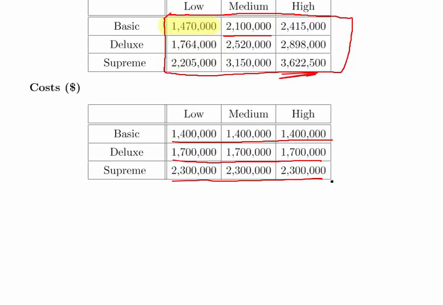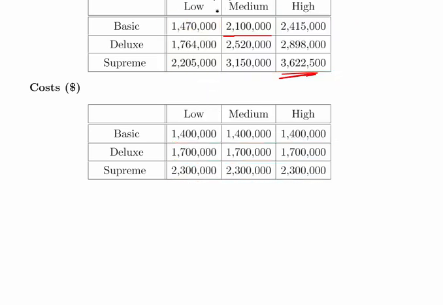So it's going to be 1.4, 1.7, or 2.3 no matter what. Okay. Now, how do we find the profit? It's a straightforward enough matter. The revenue here is 1.47, whereas the cost is 1.4. So in this case, the profit is going to be simply 70,000.